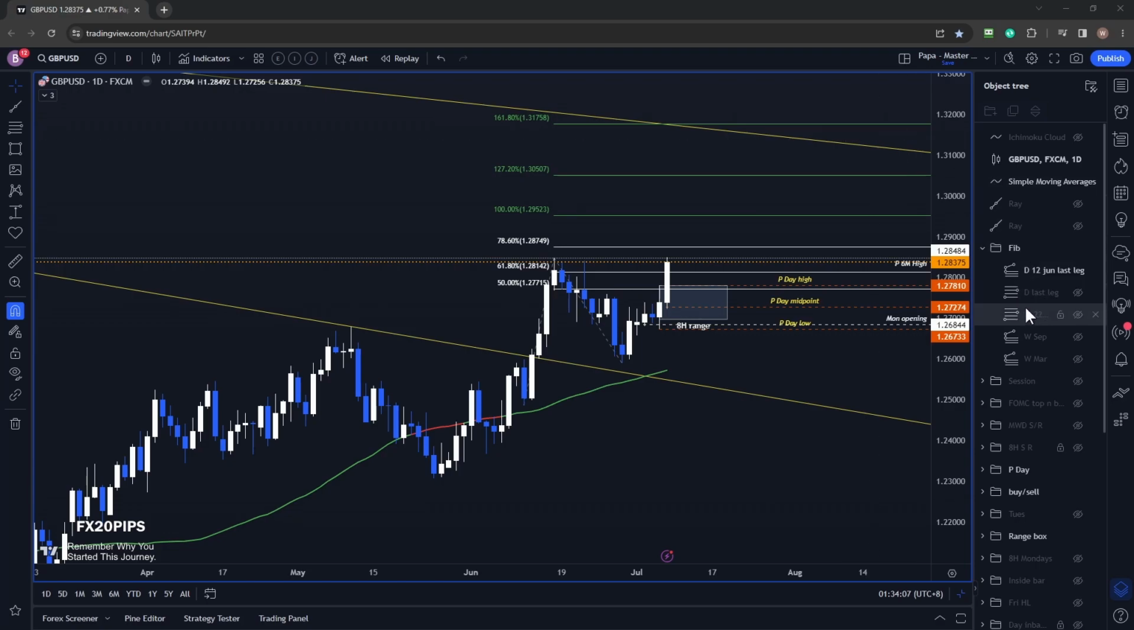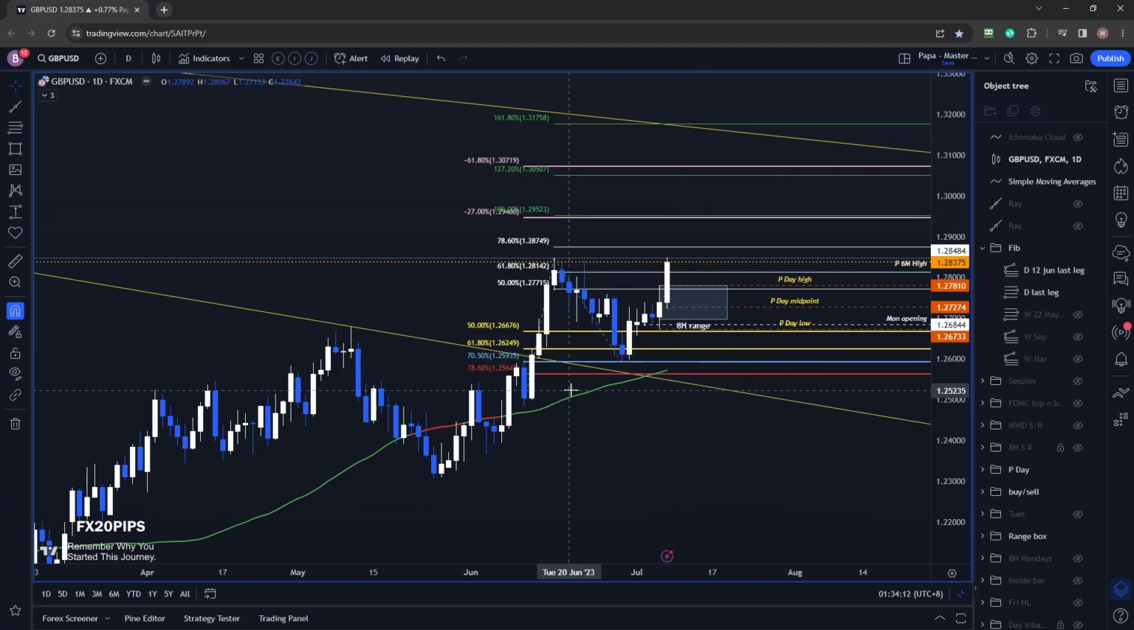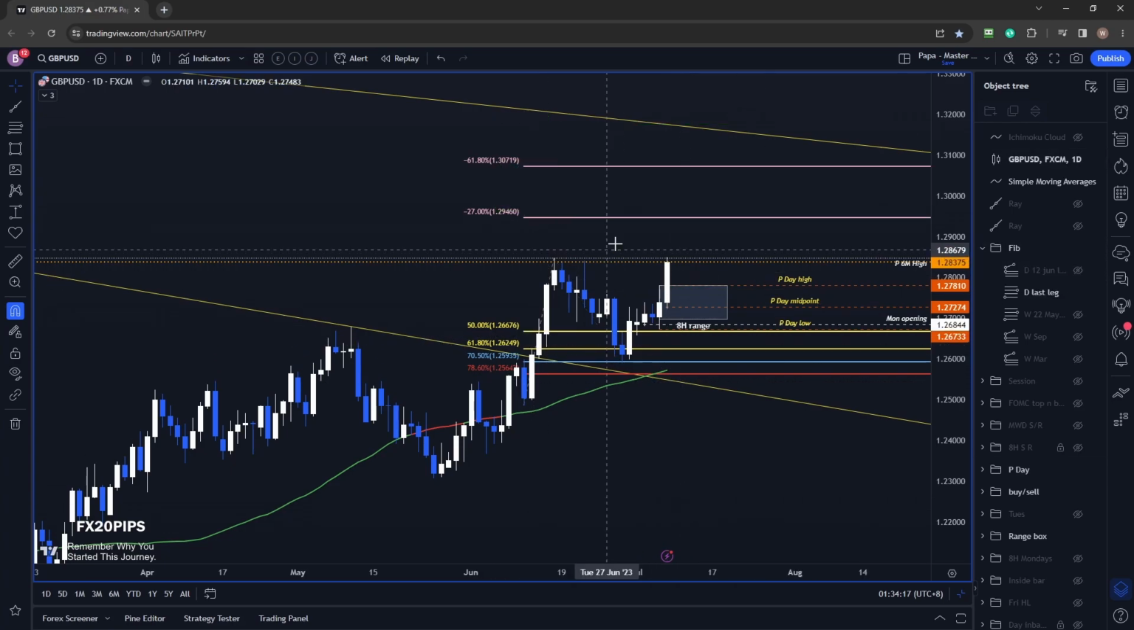Let's look at the daily last leg. Let me hide the other one. So this was the last leg for the daily one. It retraces, touches 70.5%, and the theory is that price retraces and bounces up, usually to these two levels. Right, let's move on to the weekly.